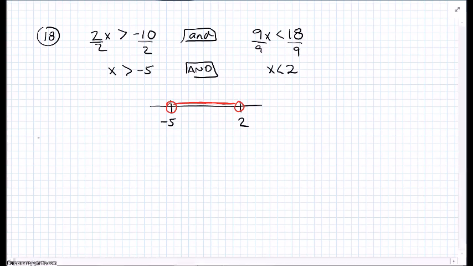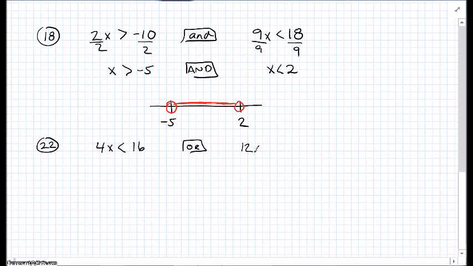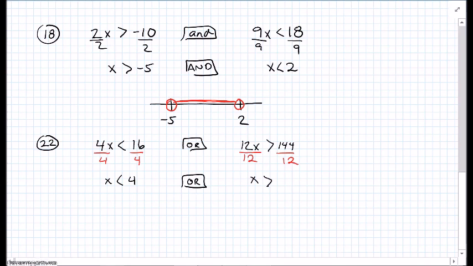Last one on this page, number 22. Solve each compound inequality and graph the solution. 4x is less than 16, or 12x is greater than 144. We've got to get the variable by itself, so on the left side we'll divide by 4. We're going to get x is less than 4, or divide by 12, getting the variable by itself. We're going to get x is greater than 12.